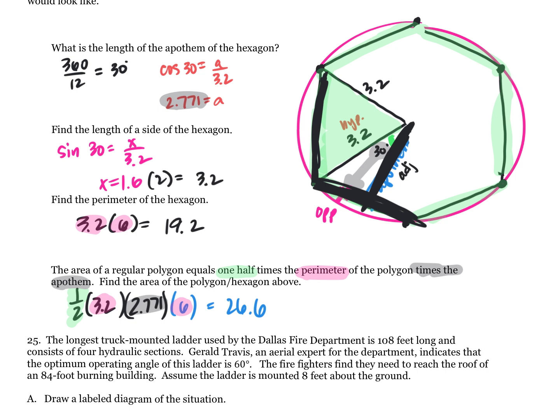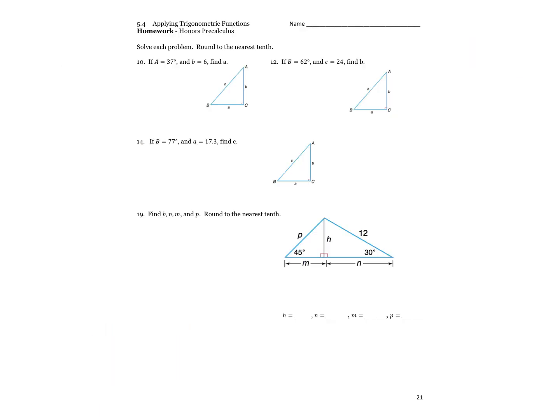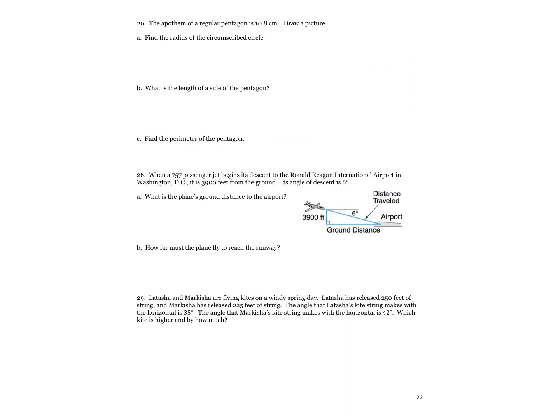Sure. Could we remember that the area of a regular polygon is always 1/2 the perimeter times the apothem? Yeah. But if you don't want to have to memorize that, you can say I'm going to find one triangle and multiply by how many triangles. Up to you. So homework will be page 21, and then page 22 up to problem 26.